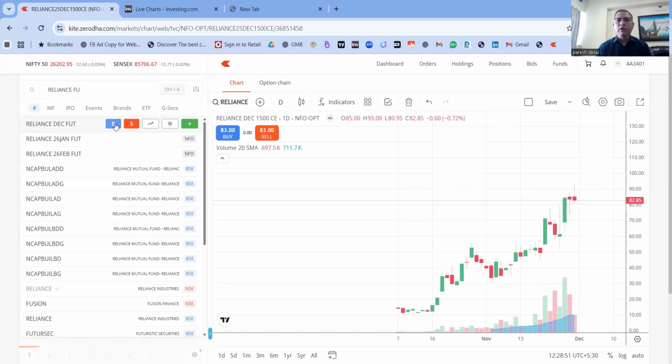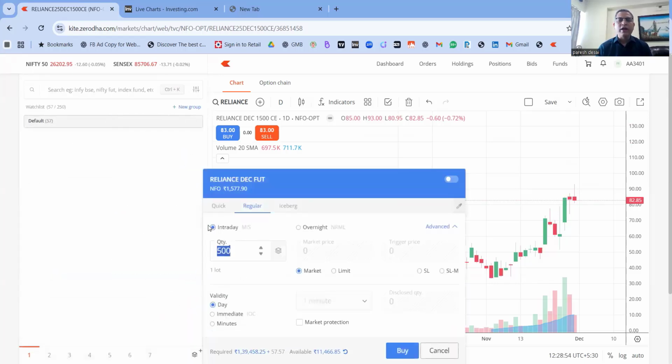Now, if you want to buy this particular contract, the lot size is 500. And the price, if you see, is something like 1,577.90 rupees per share. So if you multiply 1577 into 500, how much is that going to be? Something like a little less than approximately 8 lakh rupees, 7 lakh 80 or 7 lakh 90,000. That is going to be the approximate full value if you pay. So if you have to buy 500 shares in equity, meaning actually buying the shares and keeping 500 shares in your demat account, it would cost you a little less than 8 lakh rupees.